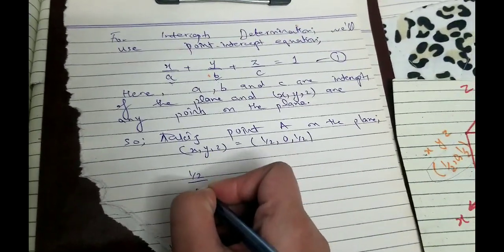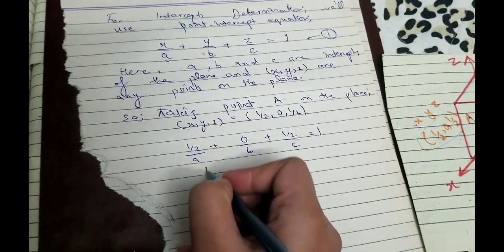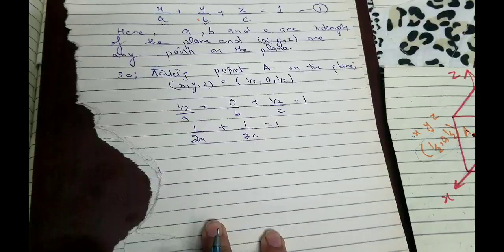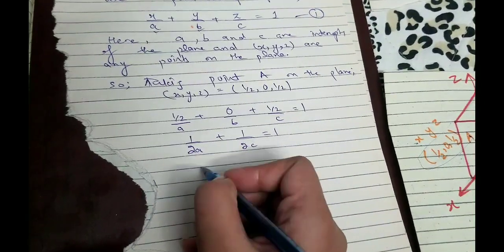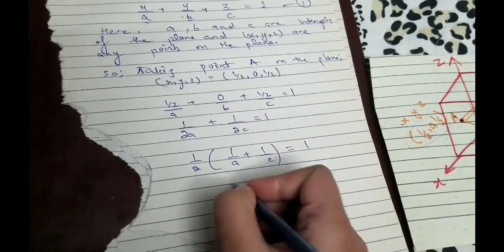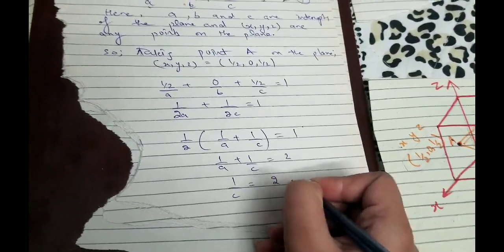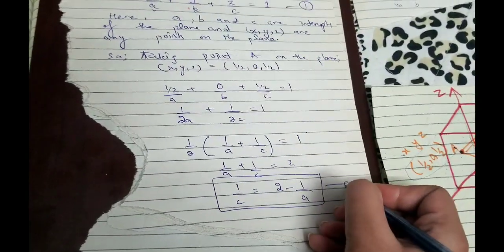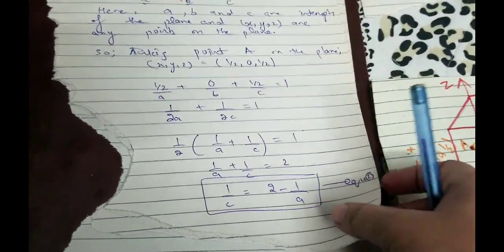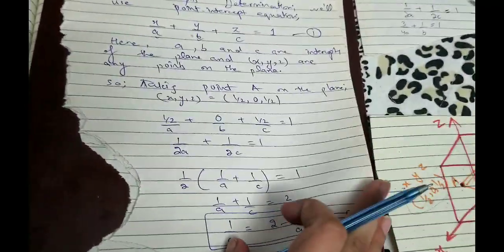So half over A plus 0 over B plus half over C equals 1. It will become 1 over 2A plus 1 over 2C equals 1. Taking 1 over 2 common, we'll get 1 over A plus 1 over C equals 2. So the value of 1 over C will become 2 minus 1 over A. Let us call it equation number 2. Just remember that equation.